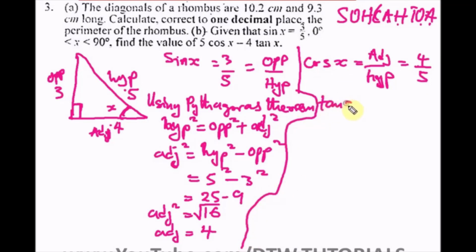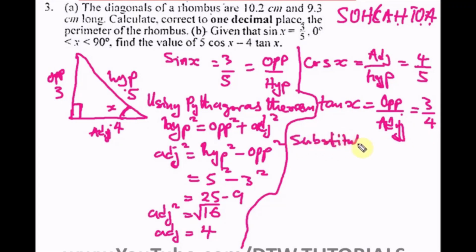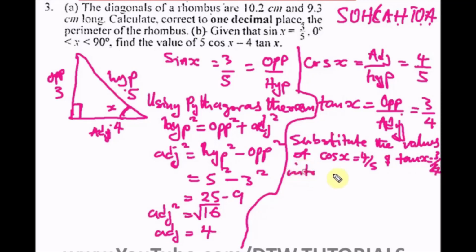So what is tan x? From our formula, tan x is opposite over adjacent. Our opposite is 3, and our adjacent is 4. So from here we'll substitute the values of cos x equal to 4 over 5 and tan x equal to 3 over 4 into the equation, which is 5 cos x minus 4 tan x.